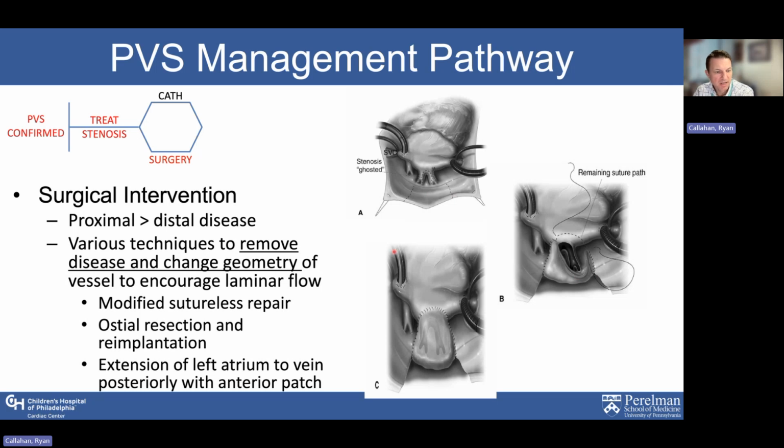So that's the sutureless. They can also just remove the vein, remove the disease, and then reimplant it. It's called resection reimplantation. Or they can be very aggressive with removing a lot of the disease and extending things out quite laterally and then patching the veins anteriorly. And that's called the anatomic repair.